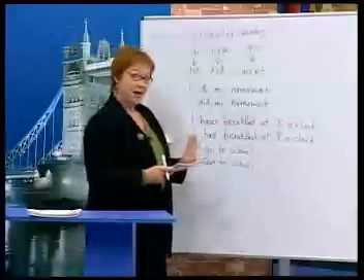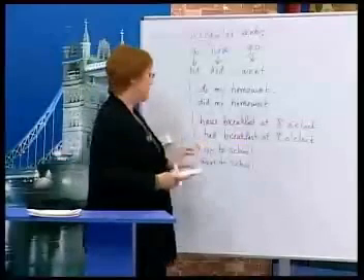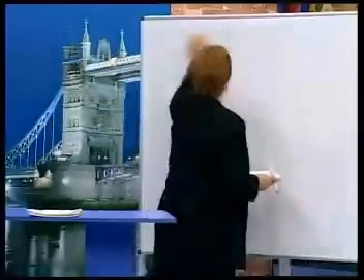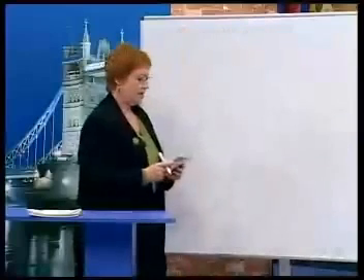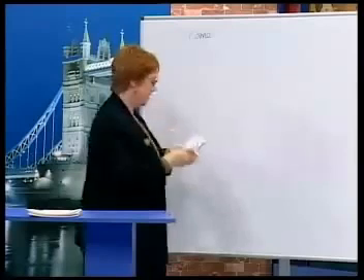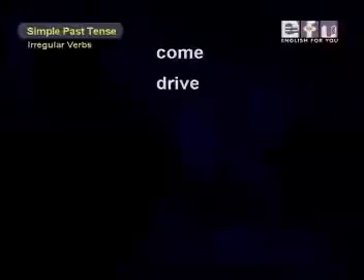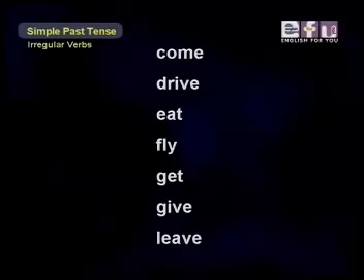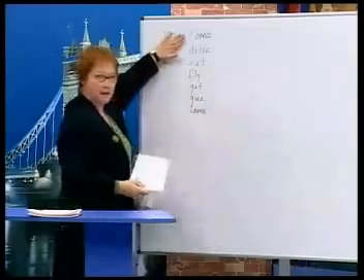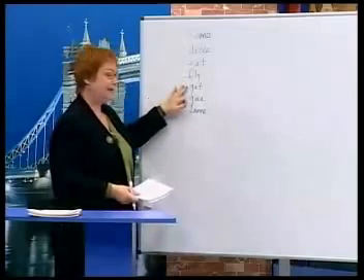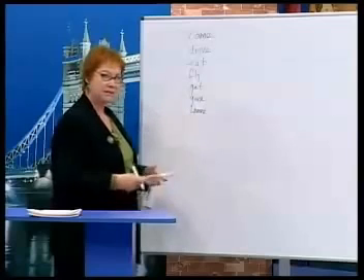Okay. Now, let's look at some irregular verbs that we can use for traveling. And there's quite a few of these. You have to look and remember. Okay, now let's start with come. All right, I'll make a list and later we'll talk about them. Drive, eat, fly, get, give, and leave. Okay, this is the first group. Come, drive, eat, fly, get, give, and leave.